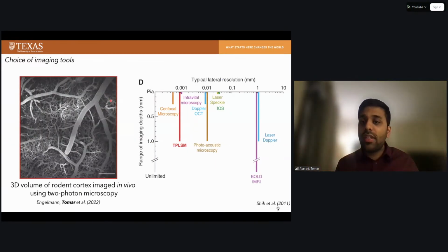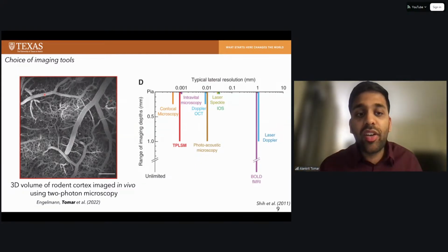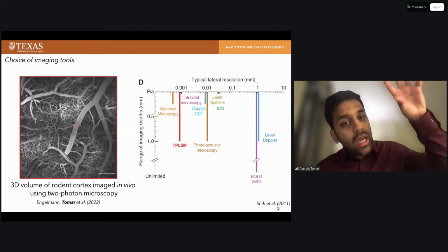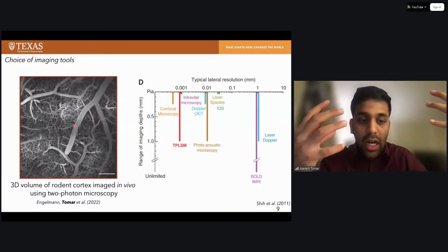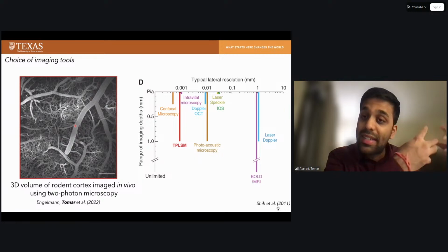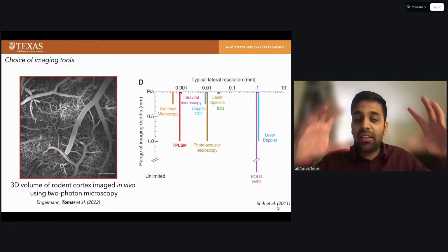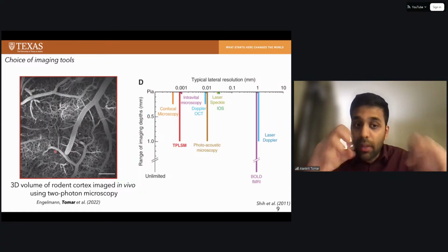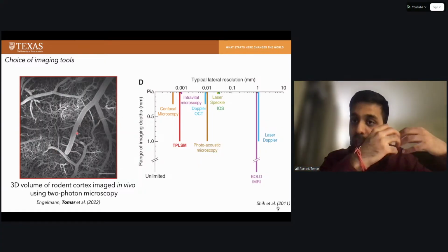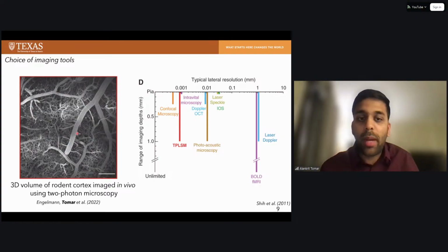So by using this microscopy technique called two-photon microscopy, we can create these beautiful 3D networks of the mouse blood vessels inside the brain. So what you're seeing is a 3D volume of the blood vessels of a mouse, which is imaged while the mouse is alive. And this is what two-photon microscopy can help us accomplish.